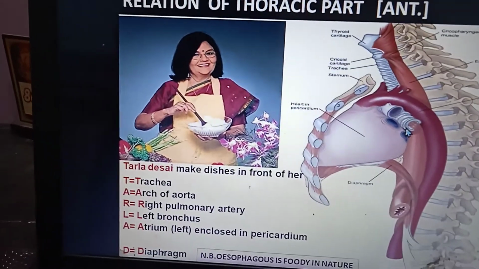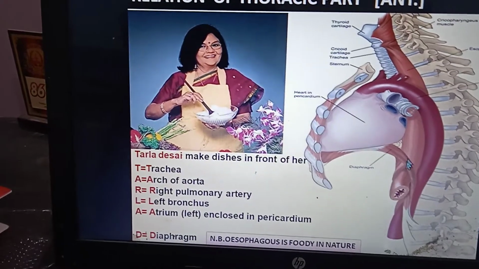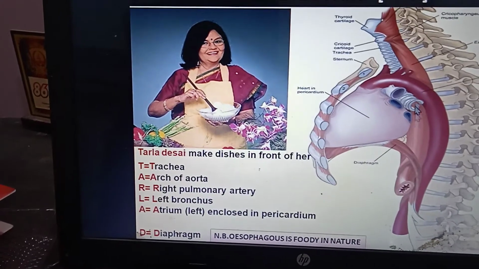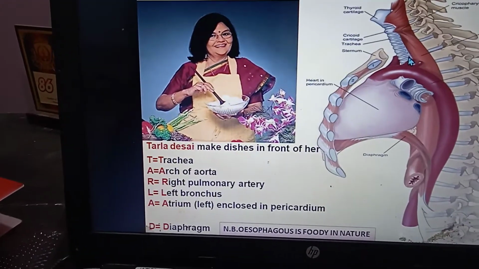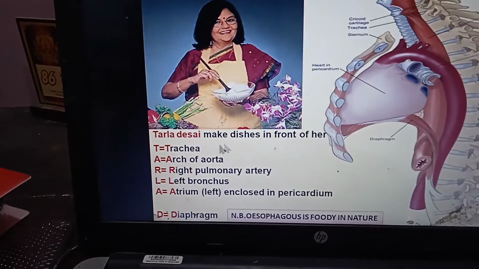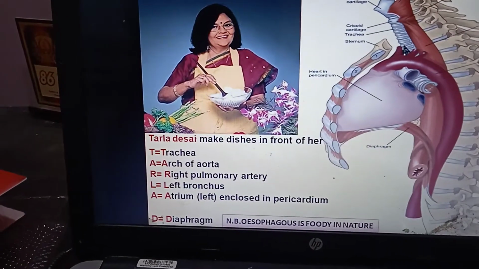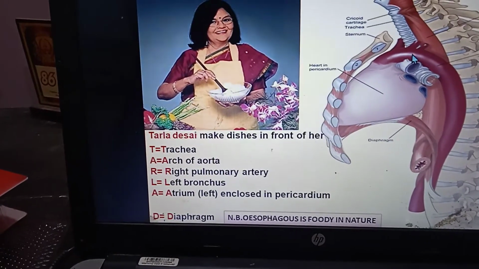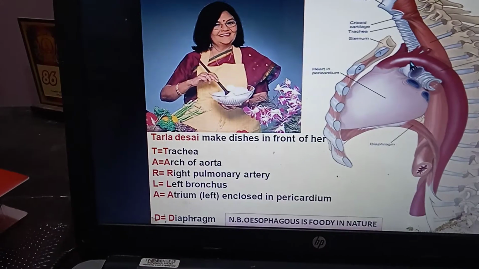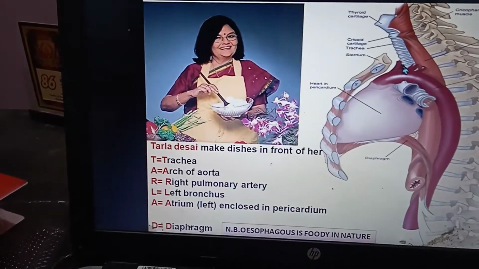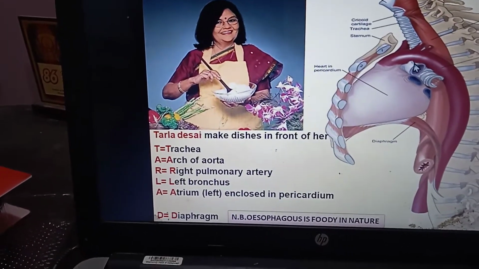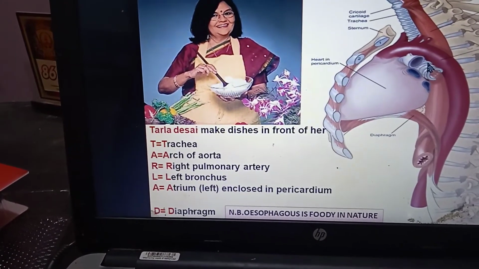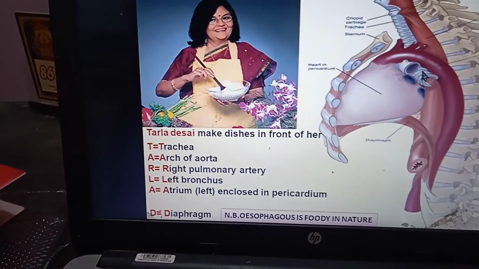You can see here, this muscular tube in dark grey color is the esophagus. Just in front of that is the trachea. From above downward it is written Tarla. First trachea, then comes arch of aorta. This is the arch of aorta. Then right pulmonary artery. Here is the pulmonary trunk, and the right one is in anterior relation. Then this is the left bronchus, which comes in relation with the esophagus.